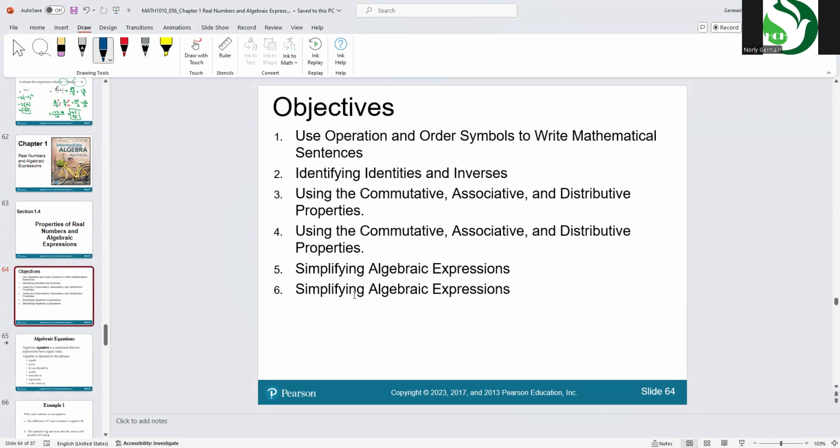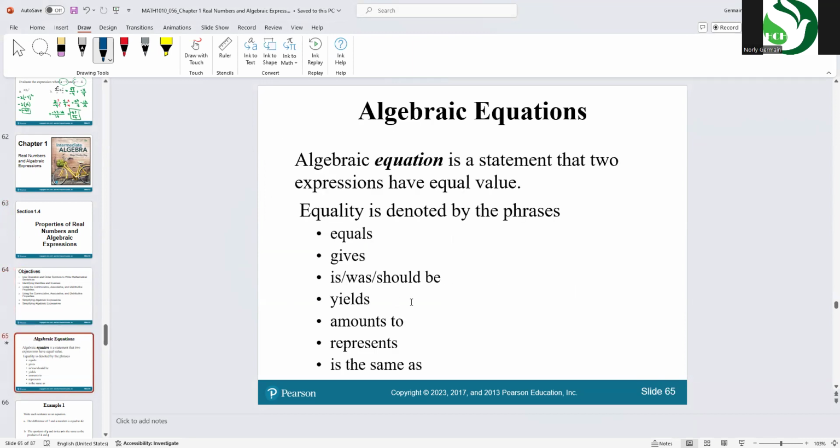We're going to identify identities and inverses using the commutative, associative, and distributive properties. I said it twice. And simplifying algebraic expressions.